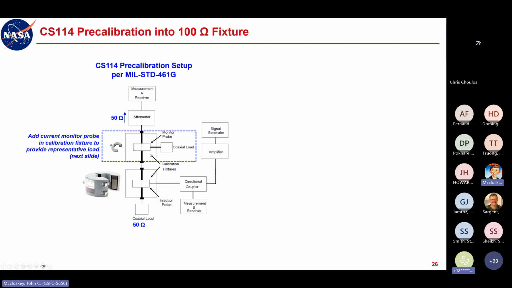Now, all that stuff on the previous slide said those effects in general should be minimal. And if it changes your reading by a dB, we're generally not looking for 1 dB problems here. We're looking for many dB problems. So by and large, it's probably not going to change things very much. But to do things per the letter of the law, this is the recommended calibration setup for MIL-STD-461G.